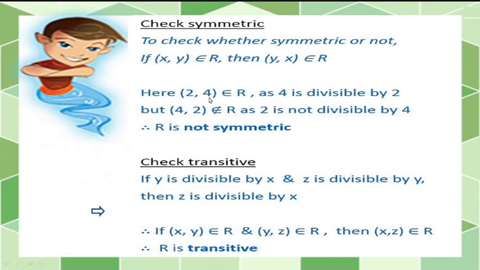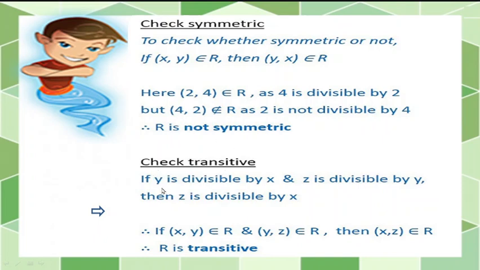Now let's check symmetric. For symmetric, let's take this pair (2, 4) is in the relation, because the relation is second number is divisible by first. 4 is divisible by 2. But do we have (4, 2) also in the relation? 2 is also divisible by 4. This is not true. So this is not symmetric.